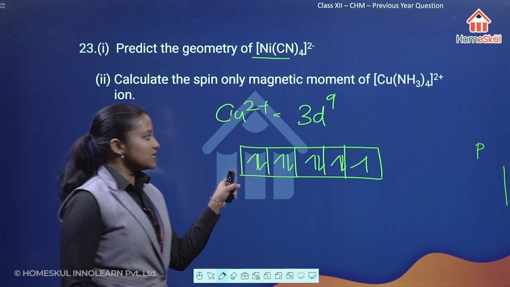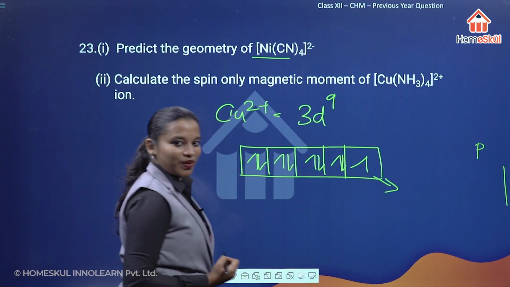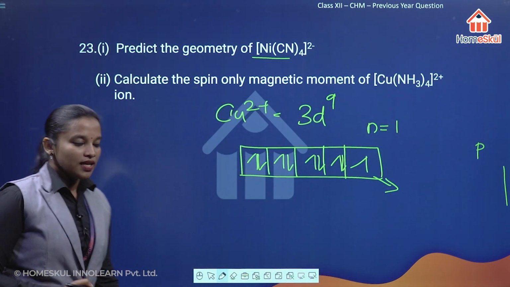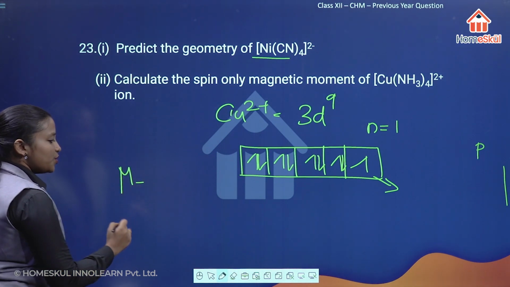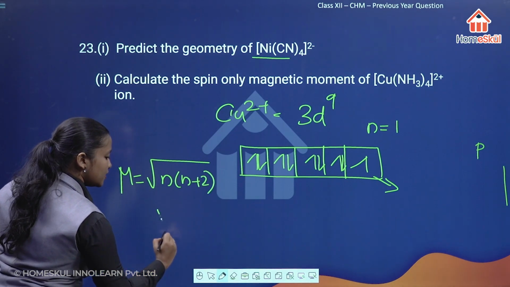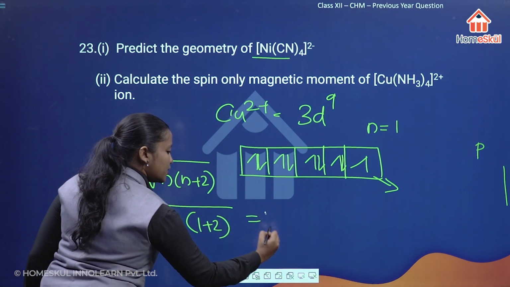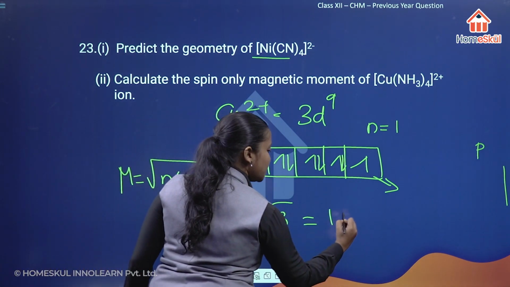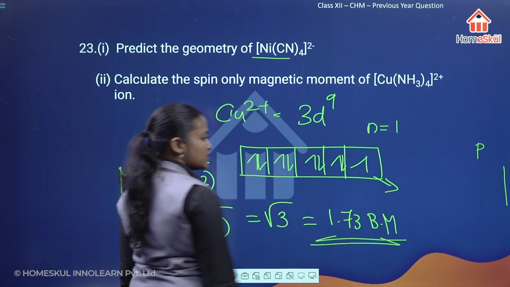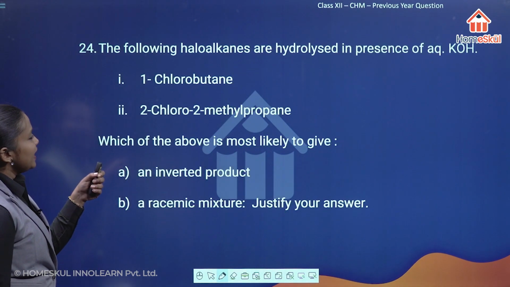Okay, so this is the d9 configuration. Here we can see only one unpaired electron, so n is equal to 1. We know the spin-only formula, that is mu is equal to root of n into n plus 2. Here n is equal to 1, that is 1 into 1 plus 2, that is root 3, which is equal to 1.73 Bohr magneton. This is the answer. Okay, students, we are moving on to the next question.